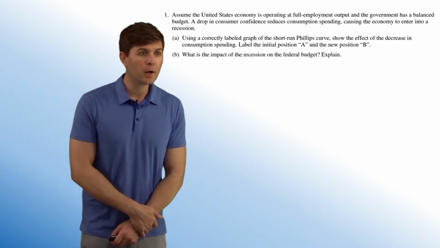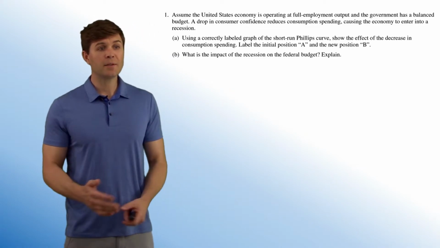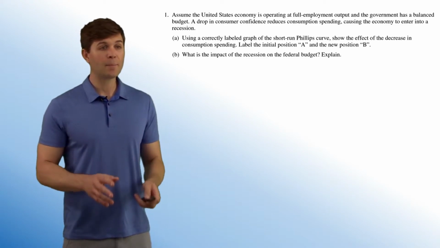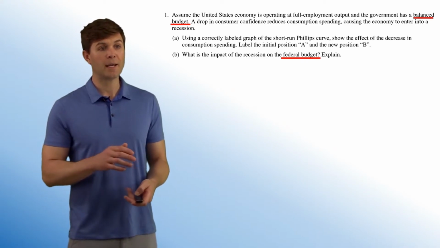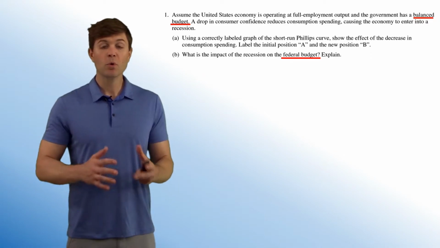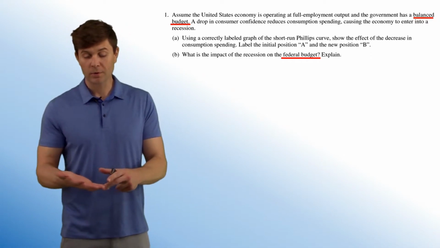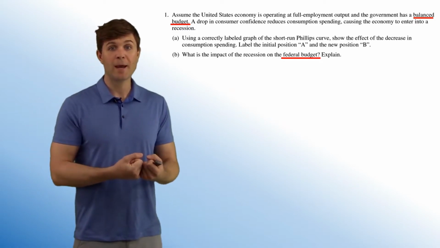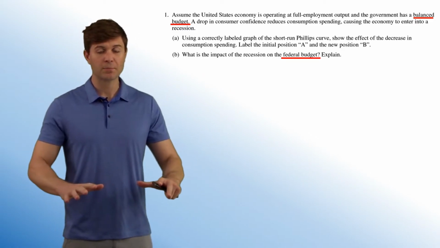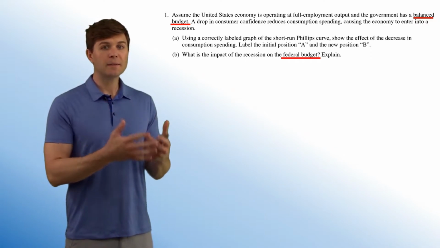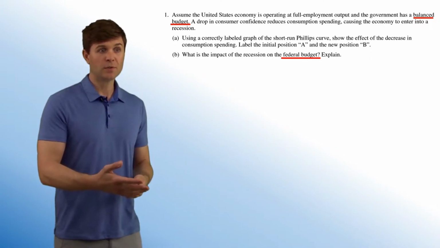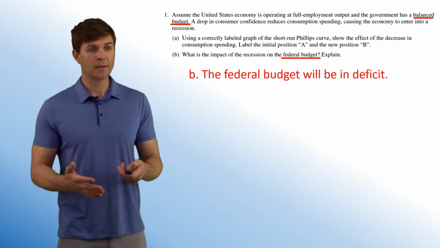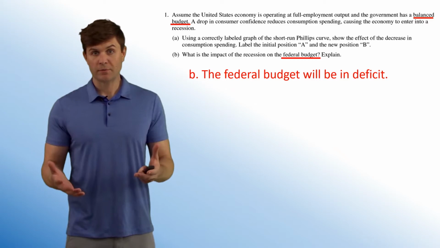All right, the second part. What is the impact of the recession on the federal budget? Explain. Now, this was kind of set up earlier on because they stated that we have a balanced budget. A balanced budget means that our inputs or our tax revenues are the same as our government spending, so everything's balanced. In this case, we are going into a recession. So what is the impact of the recession on the federal budget? Explain. So we're going to go into a deficit.